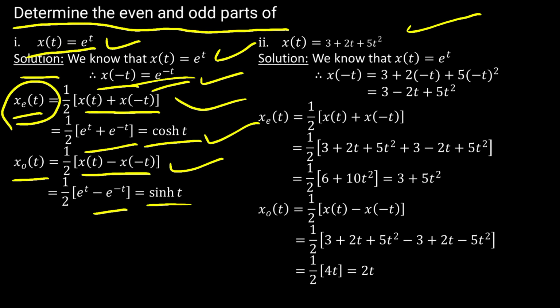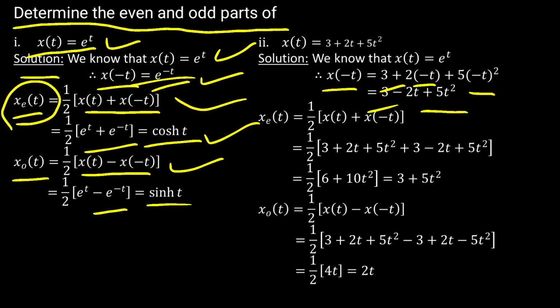Now coming to the second signal, that is x of t is equal to 3 plus 2t plus 5t square. Here the signal is x of t is equal to 3 plus 2t plus 5t square. Coming to the solution, we know that x of t is equal to e power t. Oh sorry, this is for the first signal. Here in place of e power t, you consider this one, that is 3 plus 2t plus 5t square. Now x of minus t is nothing but, wherever t is present in the given signal, simply substitute minus t in place of t, that is 3 plus 2 into minus t plus 5 into minus t whole square, that is nothing but 3 minus 2t plus 5t square.